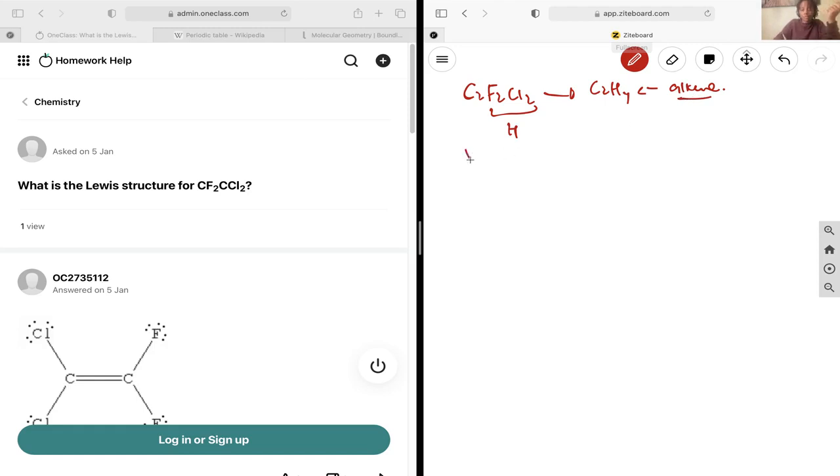If you want to go through the long process, you count your valence electrons. So we're going to have 2 by 4, 8, plus 2 by 7, 14, plus 2 by 7, 14. That is going to give us 28 plus 8, so we have 36 electrons to take care of.